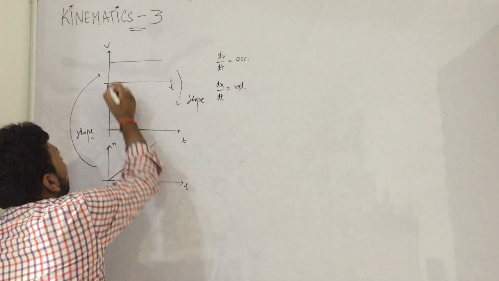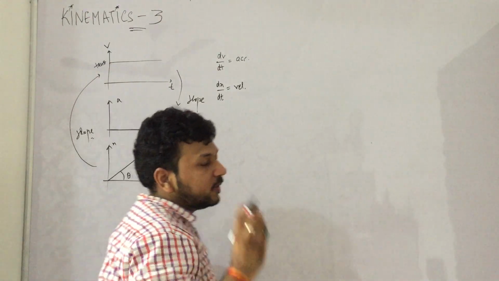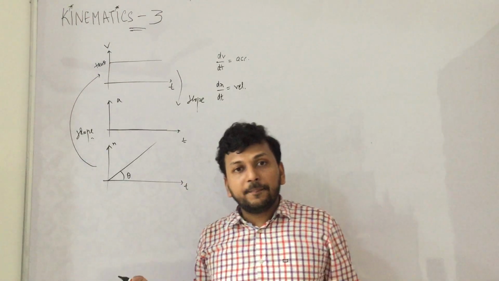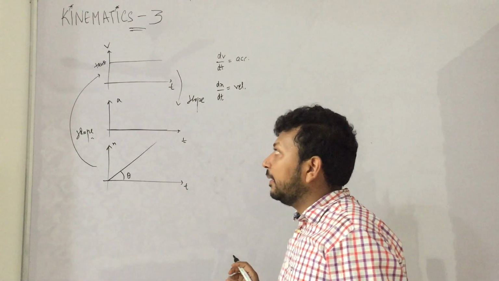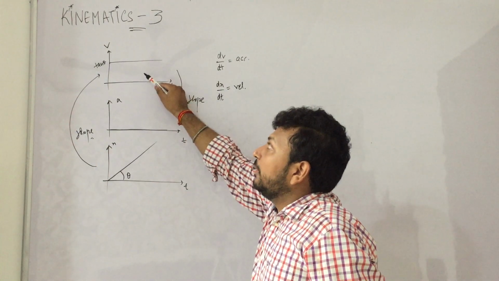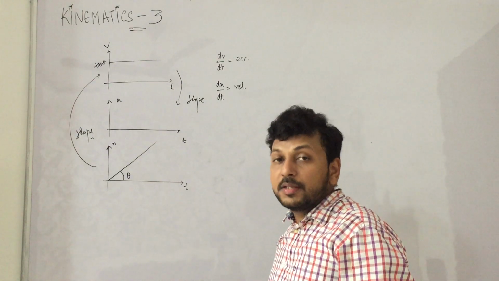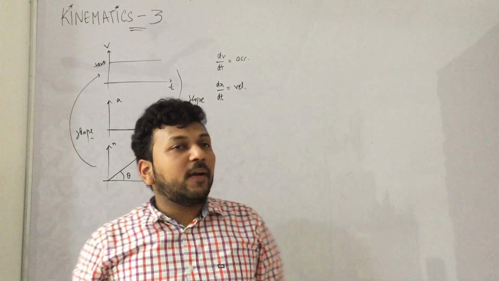If this angle is theta, this becomes tan theta automatically. So it is as simple as that. And again, the slope of this is this. So the integration of this, the area of this, will be the x-t graph. They are opposite to each other. We will apply these things, then you will find it easy.